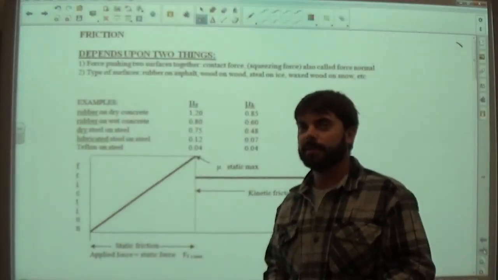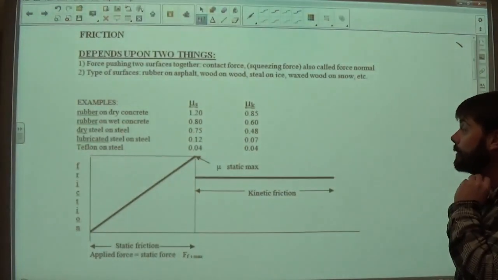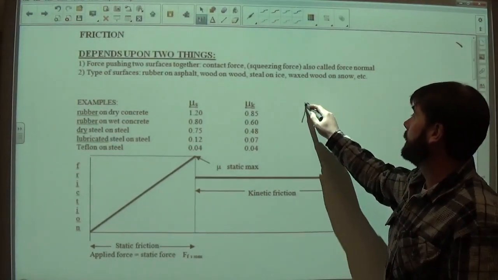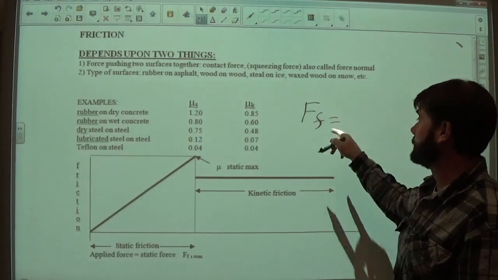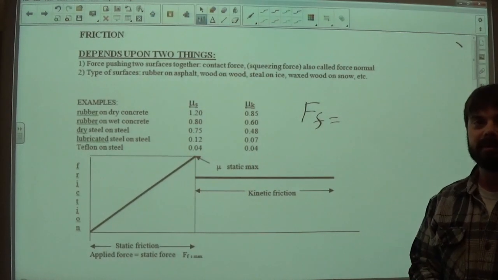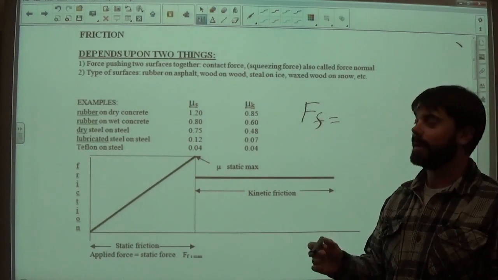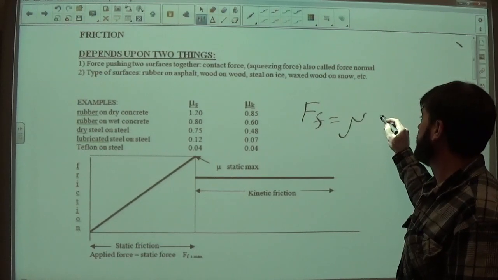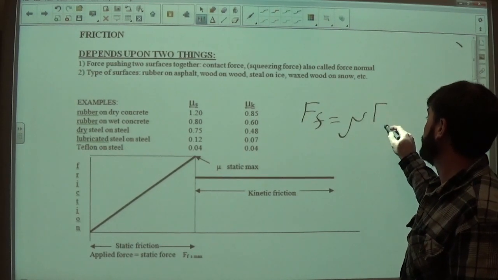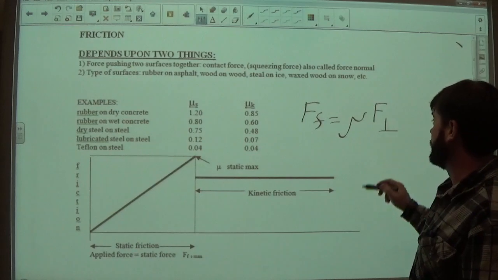They're both really low at 0.04. So when we go to calculate frictional force, and I know we've used this equation before, and this isn't really going to go away in two dimensions, it's still mu times the force perpendicular, which will look something like this.